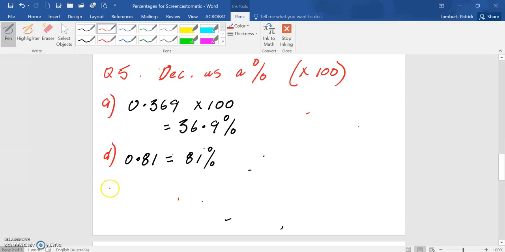So let's move down and have a look at part J. Part J has a couple more decimal places in it. So we're still going to multiply it by 100, but it's 0.005 times 100, which means we move the decimal place 2 places to the right, 1, 2. So the answer is 0.5%.